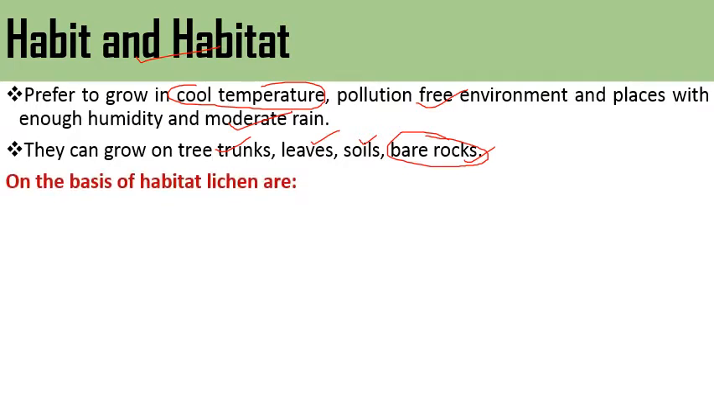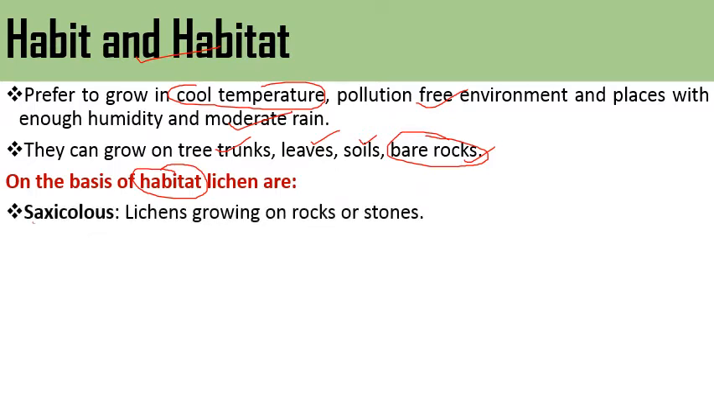So habitat is the address of an organism. जहाँ पे कोई organism रहता है, उस place को हम उसका habitat बोलते हैं. So on the basis of habitat, lichens को हम classify करते हैं different categories में. So first one is Saxicolous. So these lichens prefer to grow on the rock surfaces or stones. So ऐसे lichen जो rock surfaces और stones के ऊपर grow करते हैं, these are known as Saxicolous lichens.